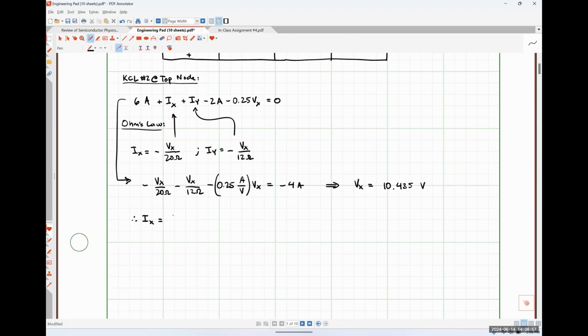we know that Ix is simply negative Vx over 20 ohms. So negative Vx over 20 comes out to be negative 12 over 23 amps, or negative 0.522.